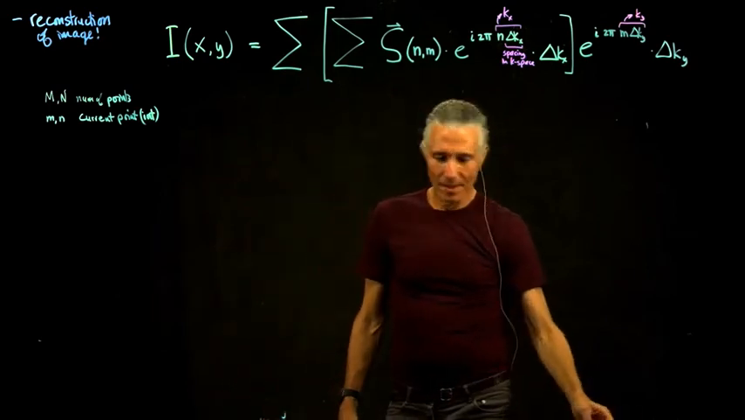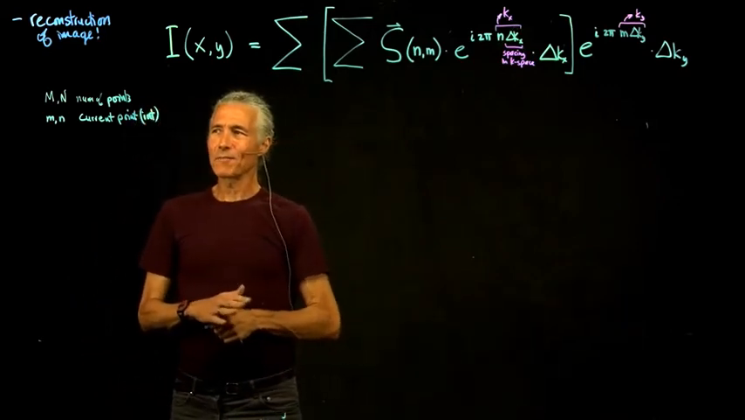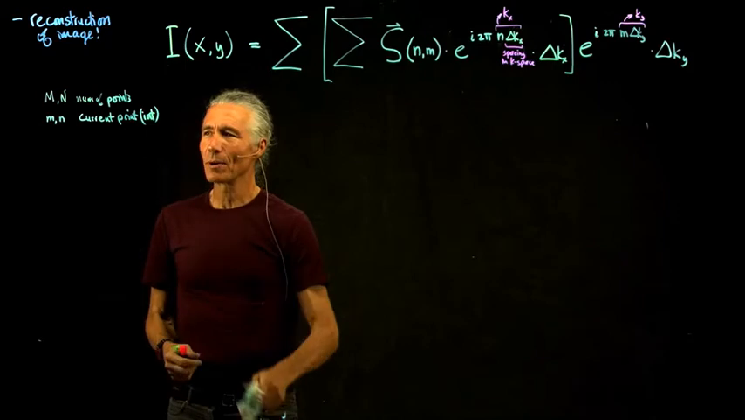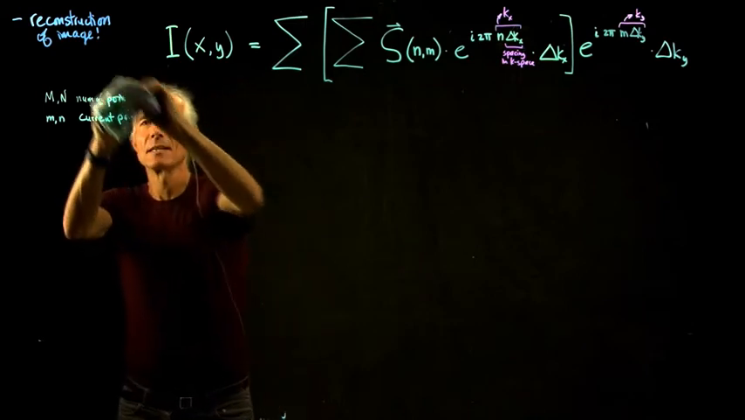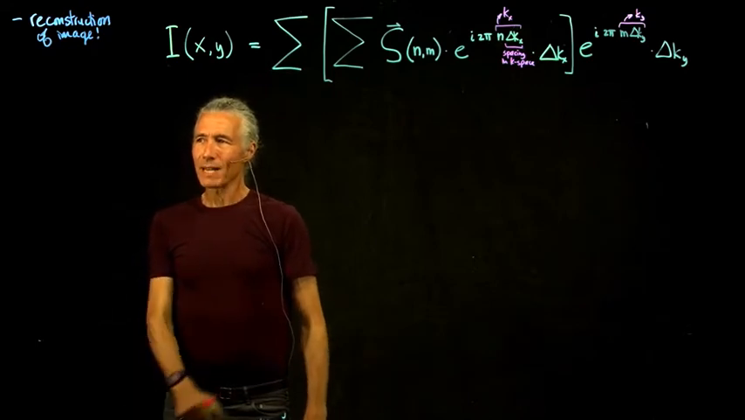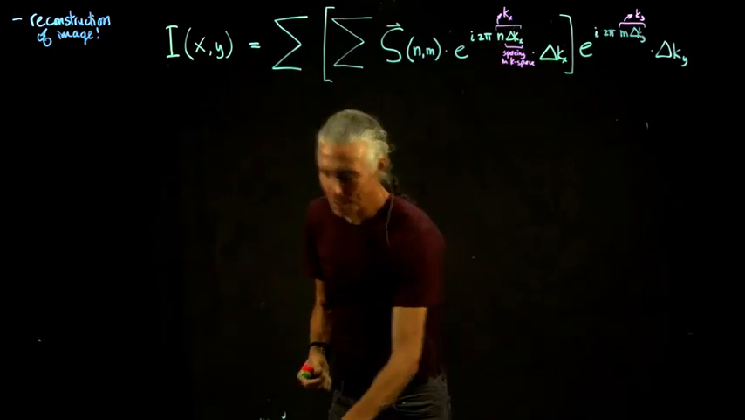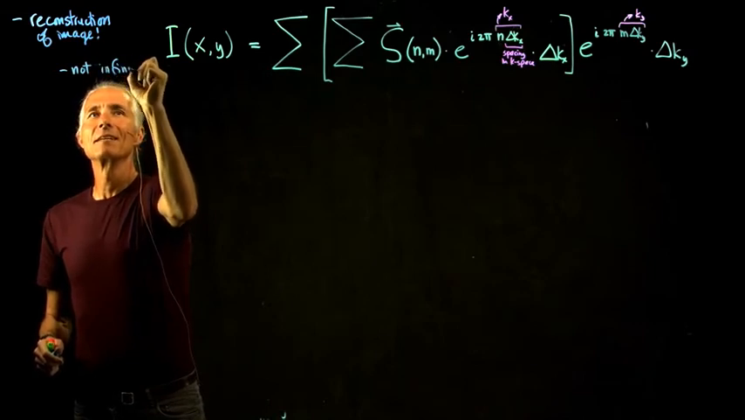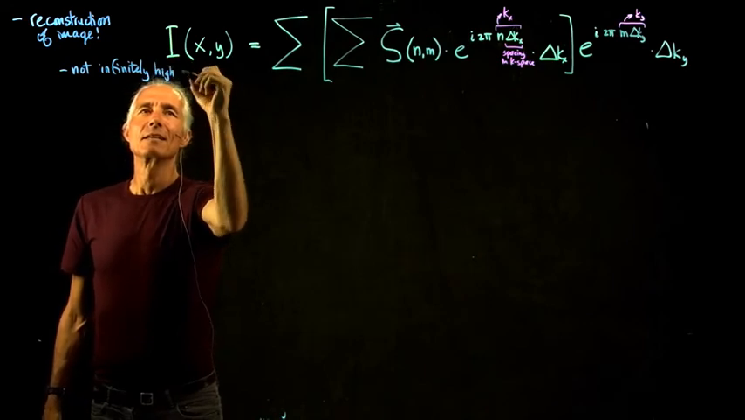So what's the problem? Well, the problem is a lot of different things happen when we just sample discrete points in k-space. And the first thing that happens when we do that is we get replicas. So there's two things to keep in mind. Not going out to infinitely high spatial frequency.